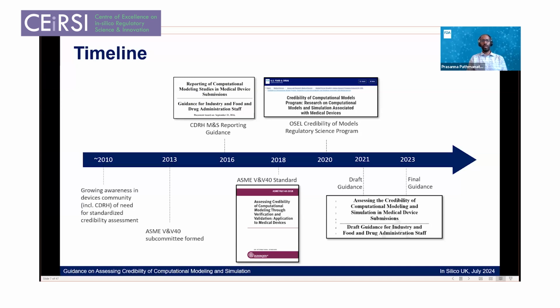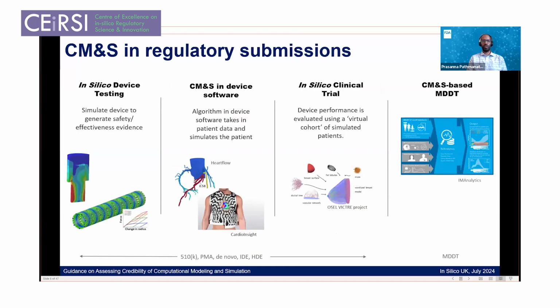A couple of years before that, in 2016, we released the first model-specific guidance from the center, and this was a guidance on reporting of simulation studies. It does touch a little bit on credibility, but it's really on what kind of information industry should submit if you submit a simulation study, and it's really focused on this first case, in silico device testing, as opposed to the other cases.